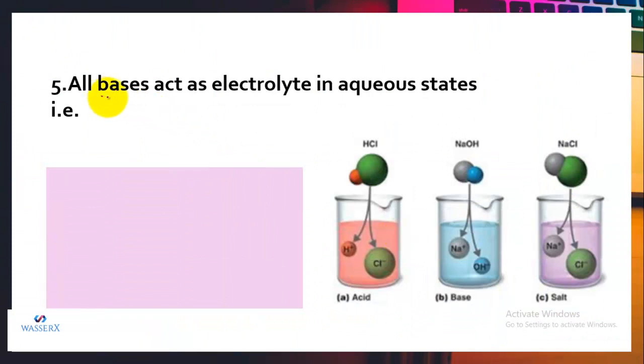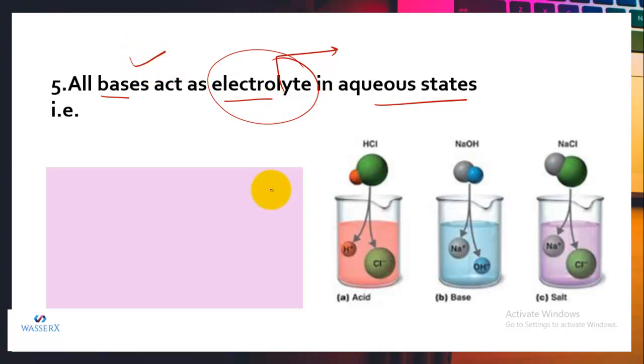Another property is all bases act as electrolyte in aqueous state. I have already told you that an electrolyte is a substance that dissociates into ions when current is passed through it. So bases can act as electrolyte but only in aqueous state. If I have any base, let's say magnesium hydroxide in aqueous state, when it is having water and current is passed through it, it will break up into its ions like this. So this acts as an electrolyte but only when it is in aqueous state.